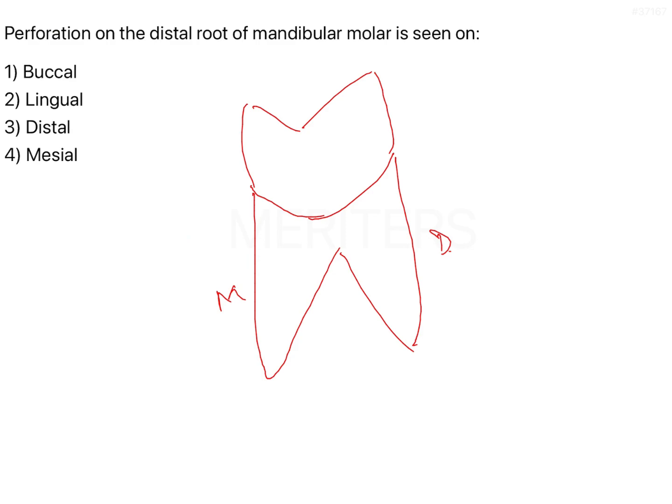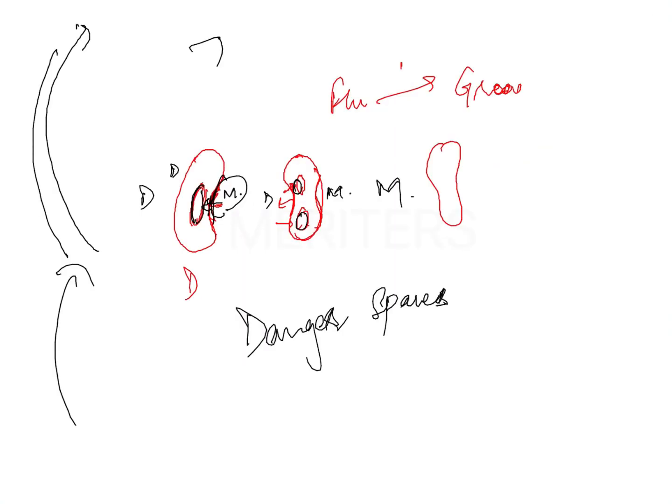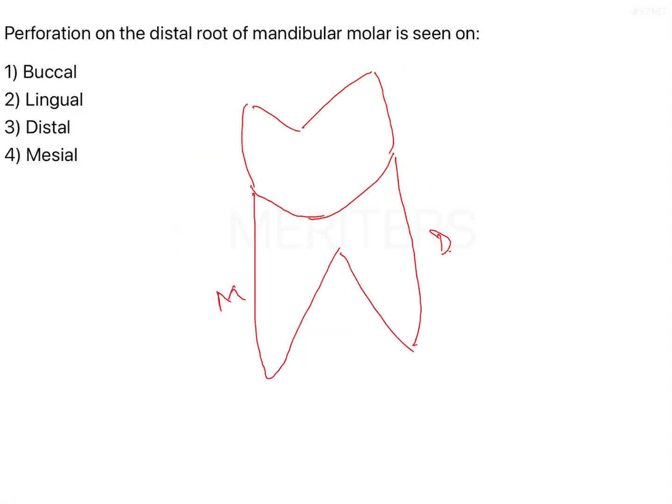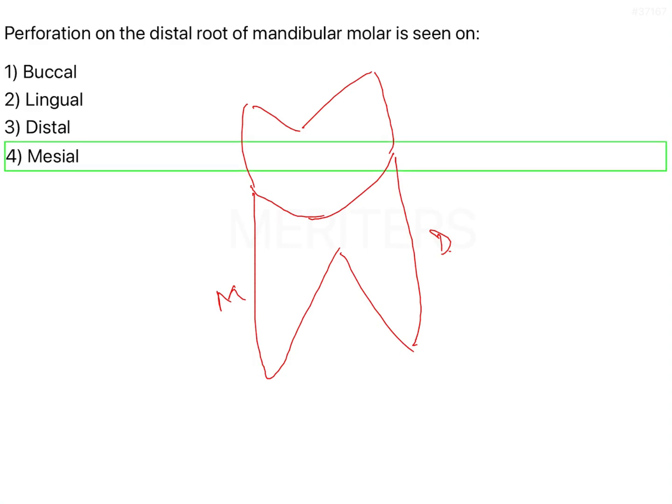So when it comes to the mandibular molar, the distal root, we just discussed that the mesial wall of the distal root is much closer to the canal. Therefore, when you're removing dentine, you have to be careful because that is the danger zone. That is why the answer over here is mesial, because that wall is closer to the canal.